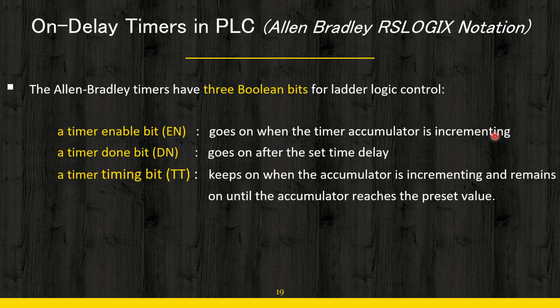Then there comes the done bit, DN. Once the timer job is over, that means you have achieved the preset delay, this done bit goes high. And there is a timer timing bit which is denoted by TT. It is kept on when the accumulator is incrementing and remains on until the accumulator reaches the preset value.